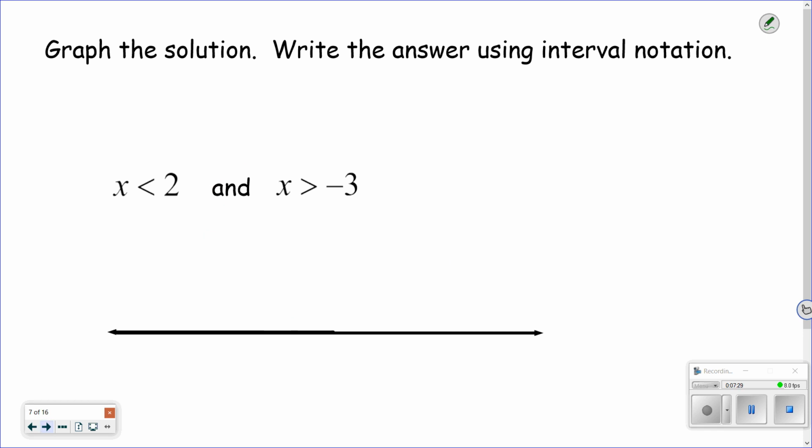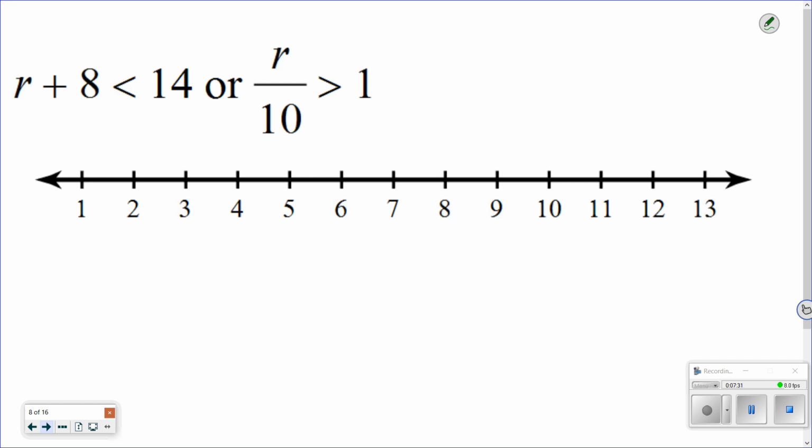We're going to skip past that one. Now what happens a lot of times is you actually have to solve these inequalities. So if you look at this one, I've got to solve both of these to find my answers. Let's do a couple of those.